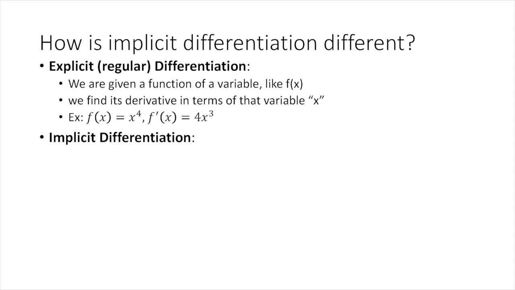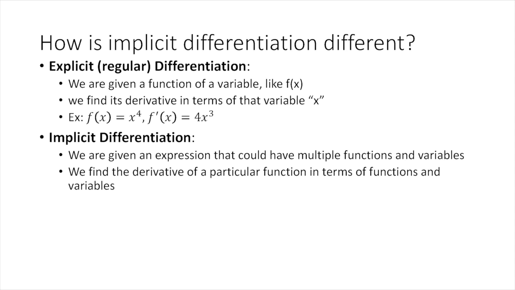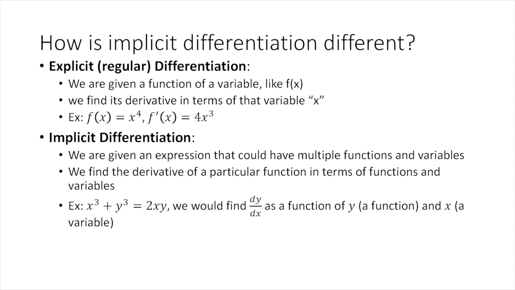We're going to be given an expression that could have multiple functions and variables. Then we find the derivative of a particular function in terms of the functions and variables that were in the expression. So an example would be x cubed plus y cubed equals 2x times y. So y is actually a function of x, and it's being cubed right now. We're not used to that. So we would be finding the derivative of y, or dy dx, as a function of y, a function, and x, which is a variable. And this is why implicit differentiation is different.